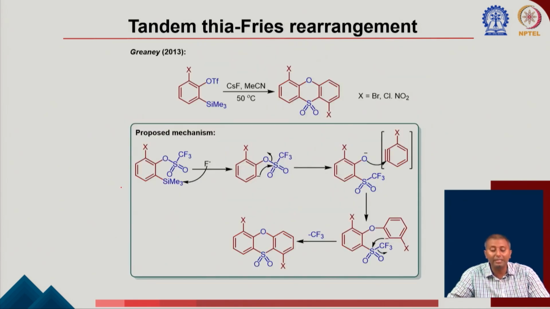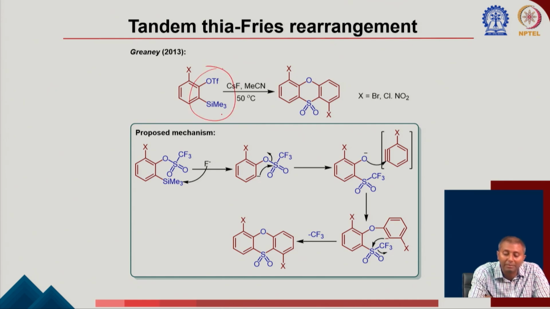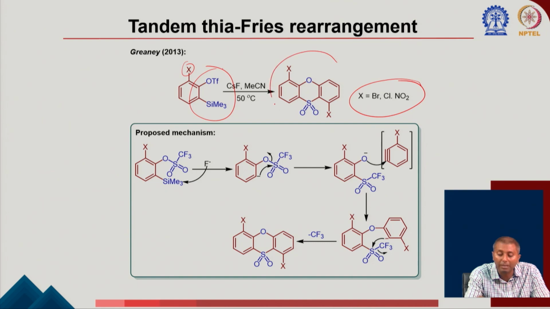So this is a very interesting example. I think this particular research group found that generally we have learned that if you have this OTf and this TMS, in this scenario if you use cesium fluoride, it is going to generate a benzyne. But as soon as you have an A X equal to bromo, chloro or nitro, then what they ended up finding is this type of product, and they also got an X-ray crystal structure that confirmed the formation of this product. Now we have to find out what is happening here.